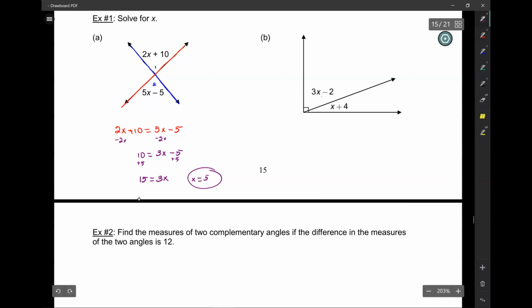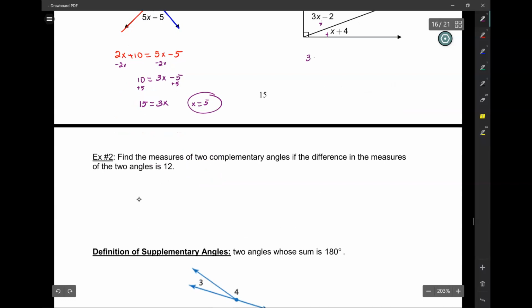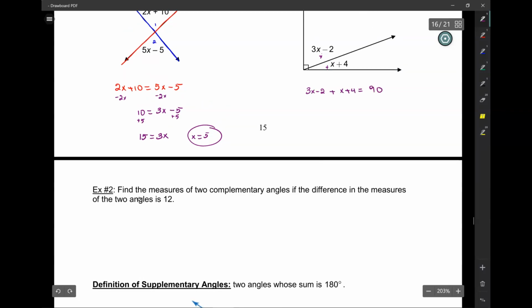What type of angle is this and this now? Complementary, because together they make 90. So we say 3x minus 2 plus x plus 4 is 90. Okay? So here, 4x plus 2 is 90. 4x is 88. X is 22. Okay? All right.